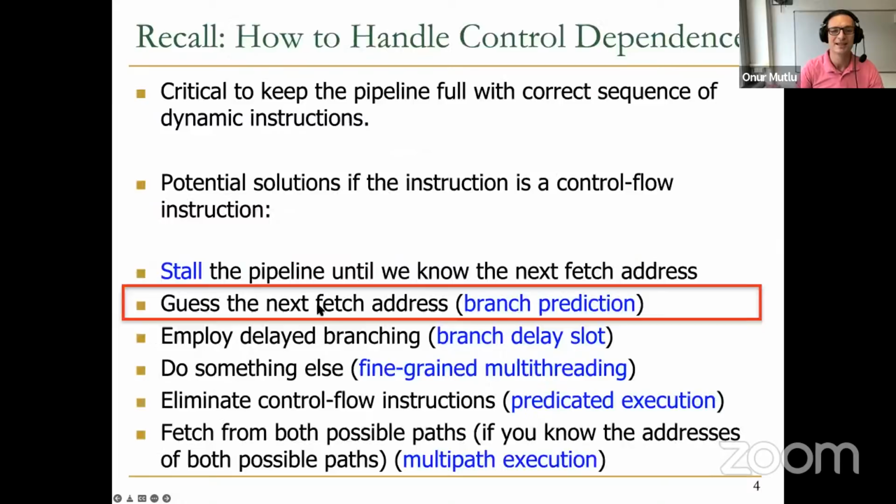you to read. And remember, we talked about different ways of handling control dependencies, and we dismissed some of them, like stalling the pipeline. Doing something else doesn't help single thread. So we were guessing the next fetch address, and we're going to talk about guessing the next fetch address. And I expect that we're not going to cover the other ideas. You can find the other ideas in the backup slides. We had a brief overview of these in the last lecture, but we're not going to go into them much.